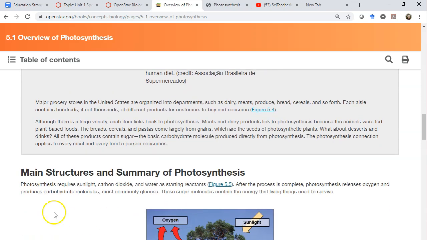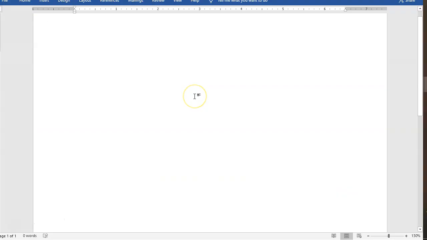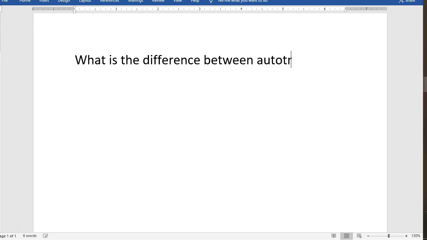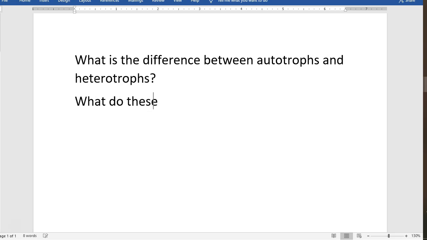So let's just take a moment. Now, having just read that one paragraph, we can start to think about what that might look like in a quiz. So we heard about autotrophs and heterotrophs. So you might write in the margin of your notes or think to yourself, what is the difference between autotrophs and heterotrophs? What do these word roots mean?